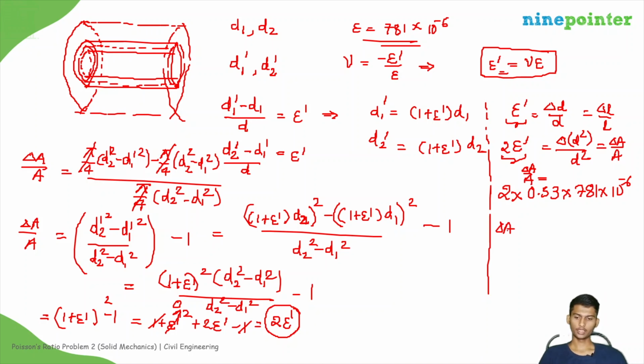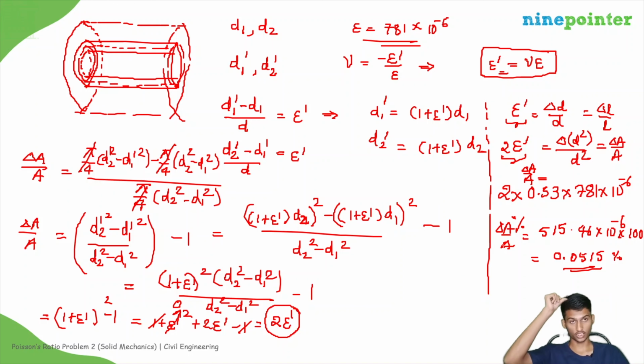So del A by A will be equal to, let us put it in the calculator, 2 into 0.33 into 781. That will be equal to 515.46 into 10 power minus 6. If we want percentage, we need to multiply it by 100. So that will be equal to 0.0515 percent. So this is the percentage change in cross-sectional area.